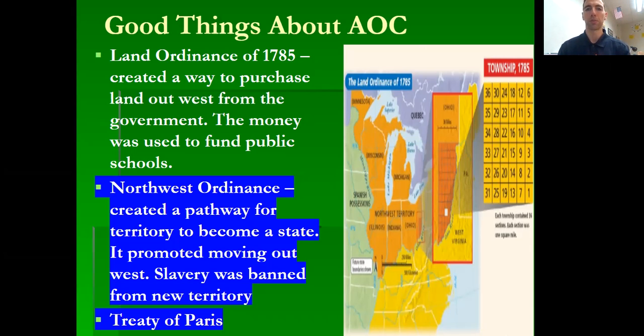Another good thing about the Northwest Ordinance is this is the first limitation of slavery. Slavery was banned in all of these new states. The final thing that was good about the Articles of Confederation is it did ratify the Treaty of Paris.